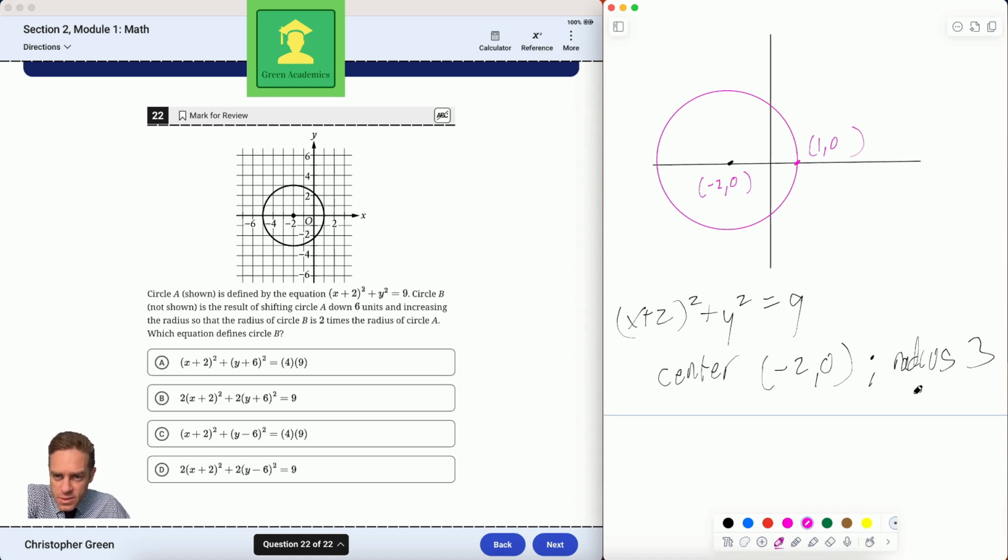And then circle A shown. Oh, I'm sorry. That is circle A shown.